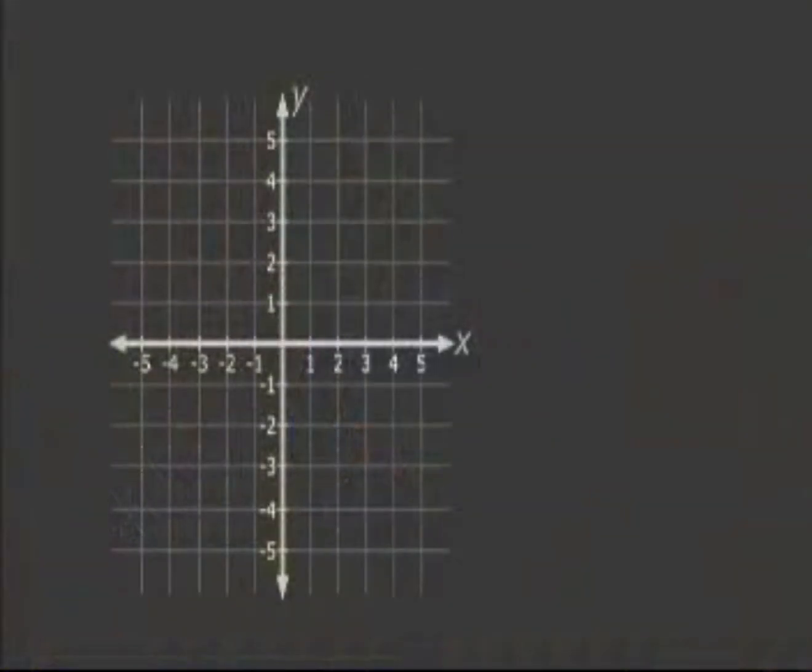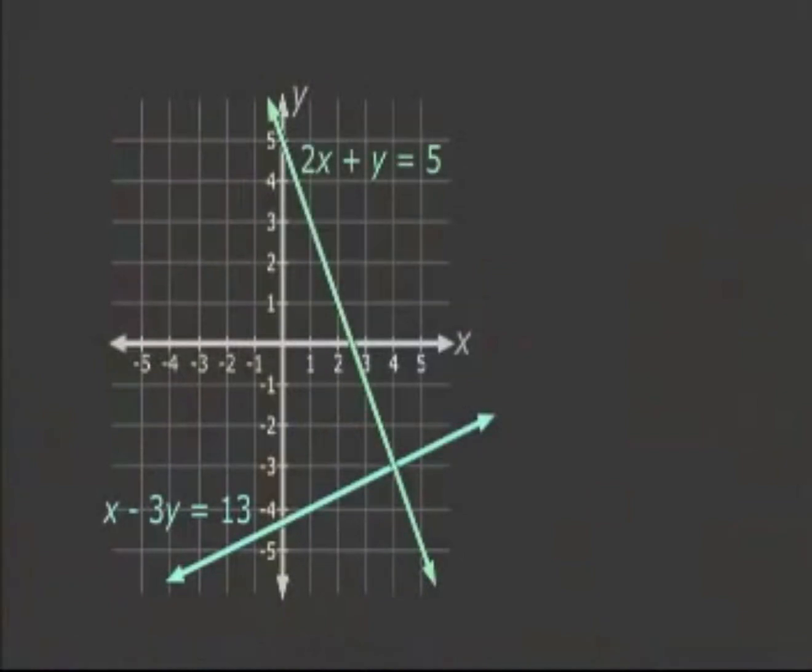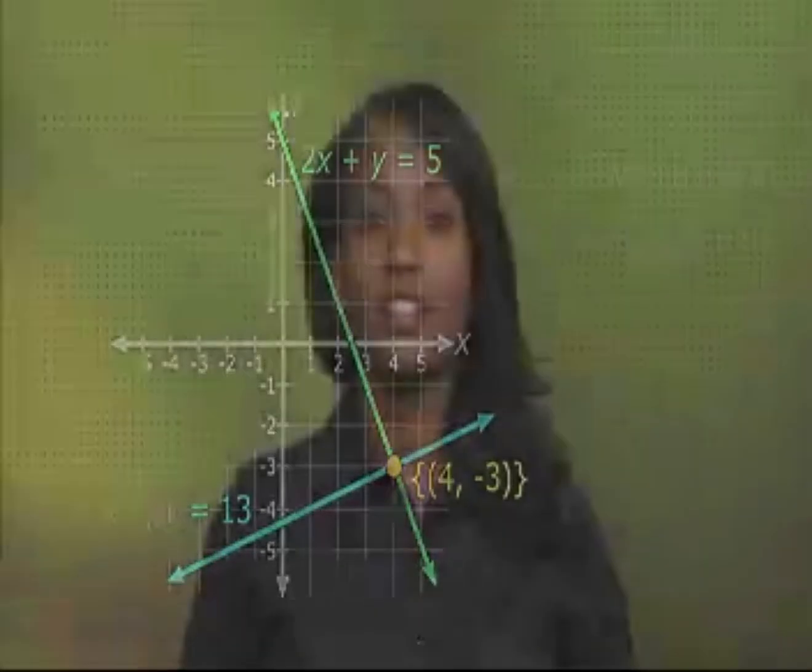I'm sure you began by drawing the graph of each linear equation, which looks like this. As you can see, the two lines intersect at (4, -3). Therefore, the solution set of the system of linear equations is (4, -3). Well done.